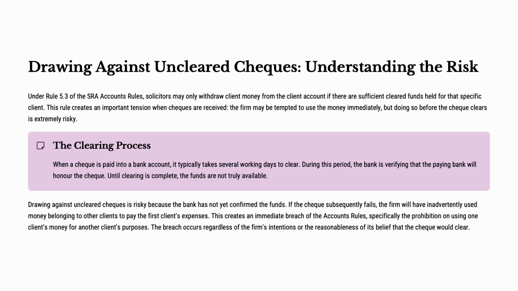Drawing against uncleared checks: understanding the risk, we need to look at Rule 5.3, and that is strict. Solicitors may only withdraw client money if there are sufficient cleared funds for the particular client. You cannot use one client's money for another client. Although there may be money in the account, you need to look at the ledgers very carefully. Does this specific client have money in the account? If the firm pays money out before the check clears, they are effectively using other clients' money. If the check later bounces, the shortage becomes real. This is why drawing against uncleared checks is one of the most common ways firms unintentionally breach the account rules, especially when they have a load of work. If they do something like this, of course they are responsible and liability is very strong against them.